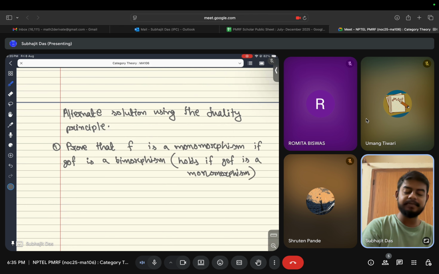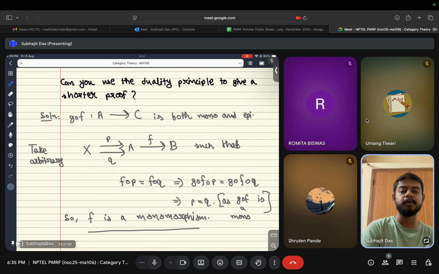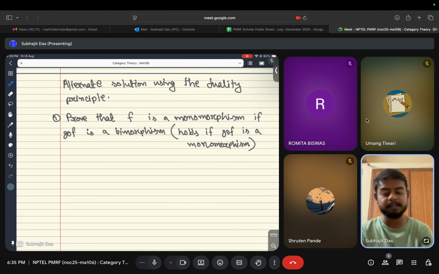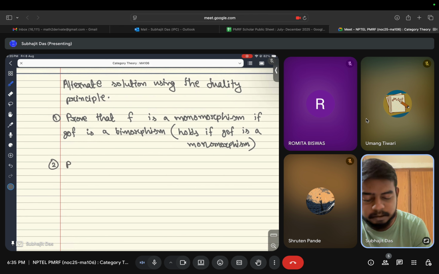So G composed F being a monomorphism will imply that F is a monomorphism, because what we essentially used in this proof was that G composed F is a monomorphism. That's all that we used. So first you show that F is a monomorphism whenever G composed F is a bimorphism. Now you want to show that G is an epimorphism, right? So what you do is pass to the dual category.